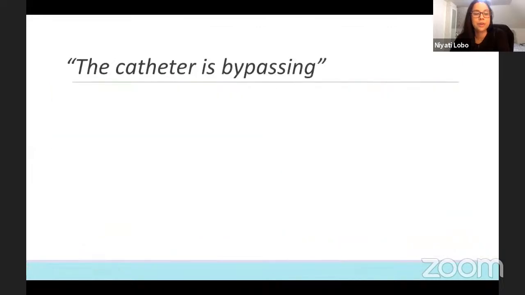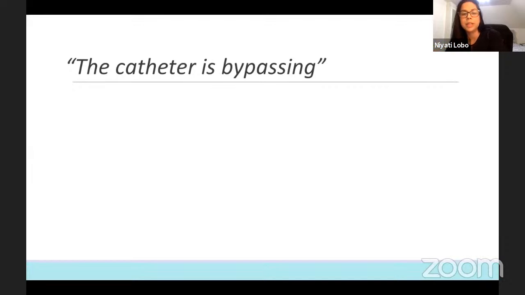Okay, this is a phone call that I get all the time. The catheter is bypassing. So what does bypassing mean? Bypassing just means that instead of urine going through the catheter and into the catheter bag, you're getting some urine passing along the catheter. So it's coming around the catheter.